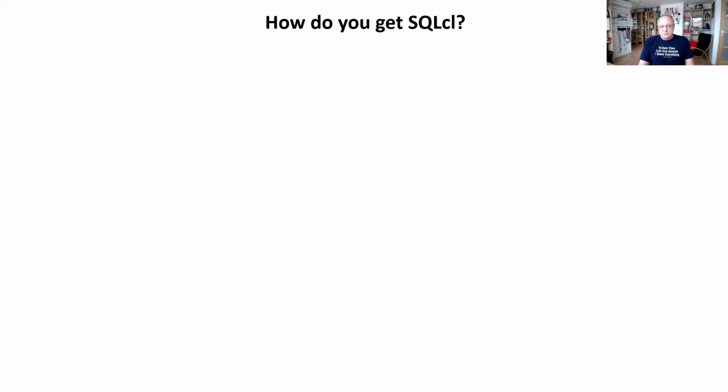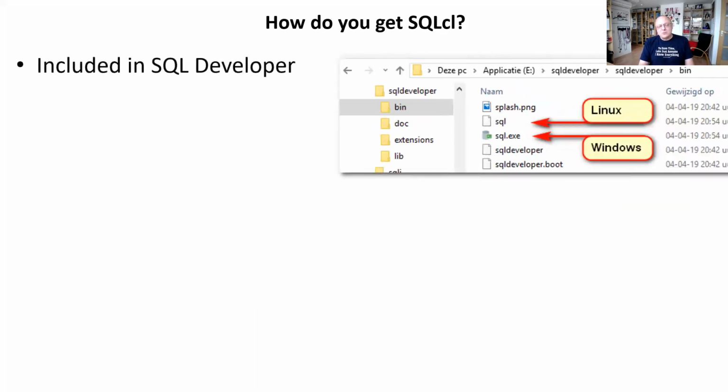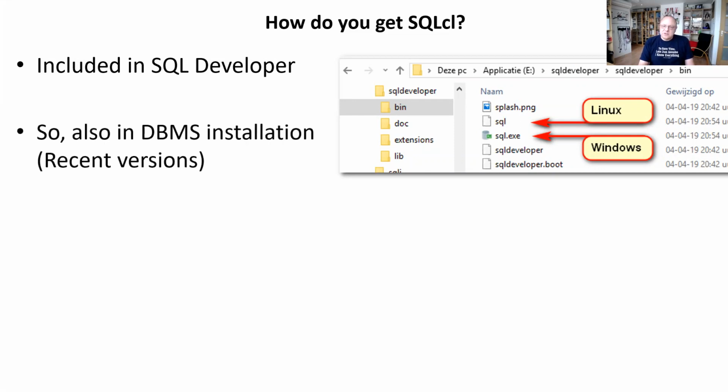How do you get it? Well, first of all, if you have SQL Developer, then you already have it because it's in the bin directory. There's a sql file that you can run on Linux, and a sql.exe that you can run on Windows. Because it is in SQL Developer, it nowadays is also in every DBMS installation that you have. But that will be on the server side, and as a developer, you don't usually have access to the server, so that's of no use to you.